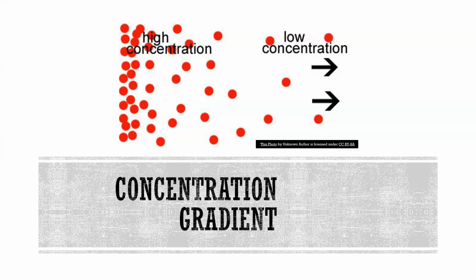The first thing to get your head around is the whole idea of concentration gradient. An area of high concentration has lots of particles of a particular substance, and an area of low concentration has a lesser amount of molecules of a certain substance. Our concentration gradient is from high to low.